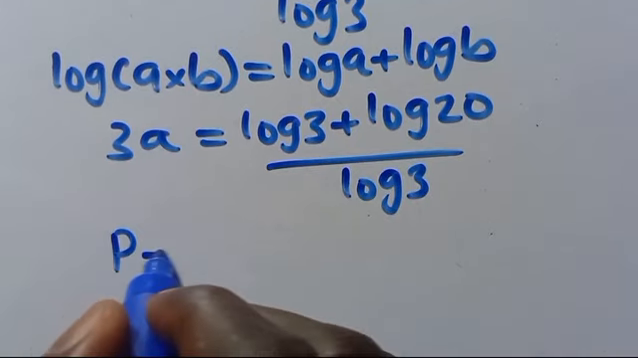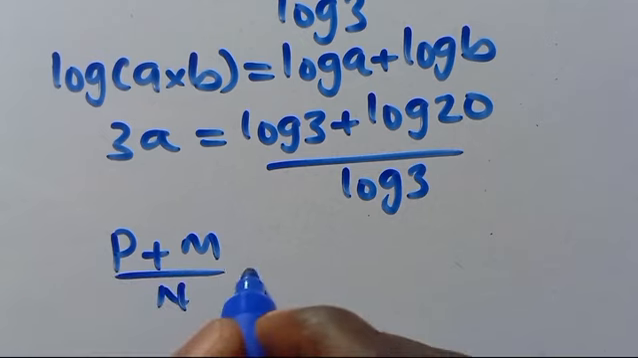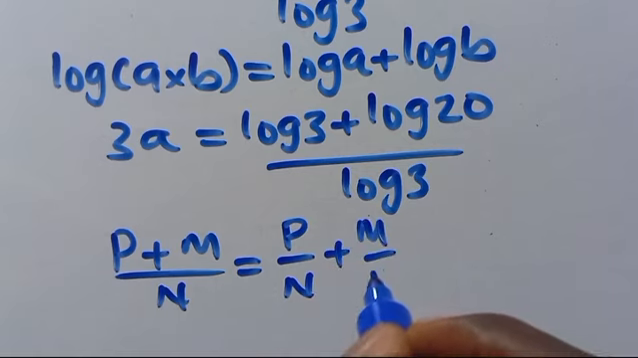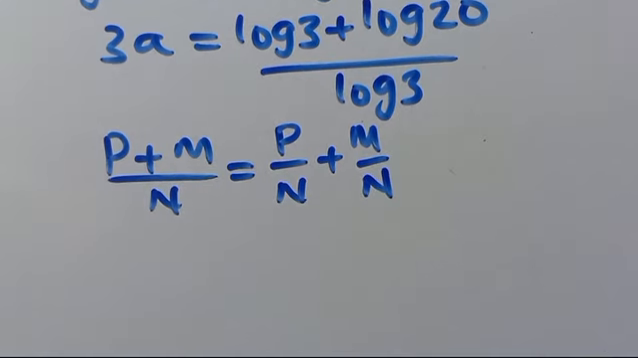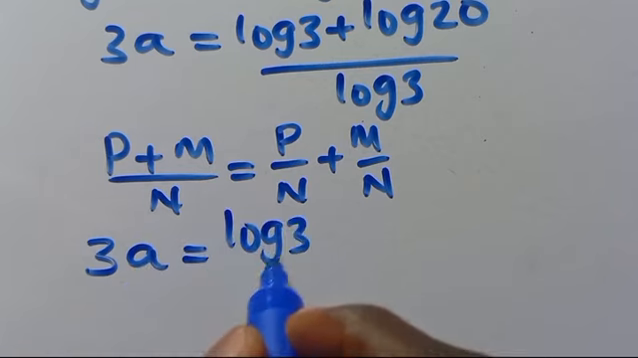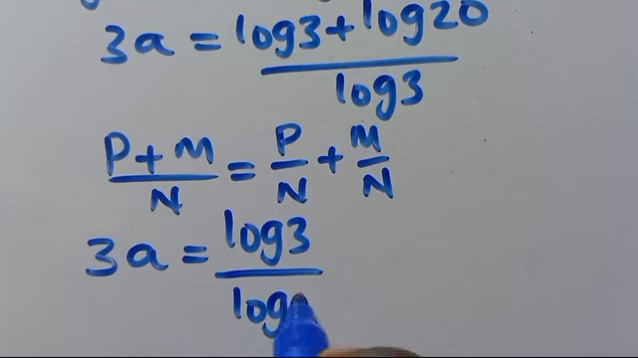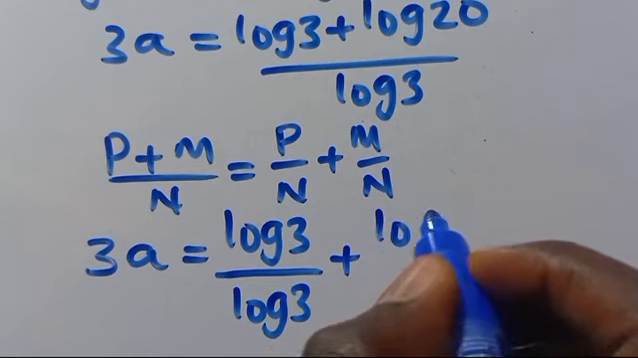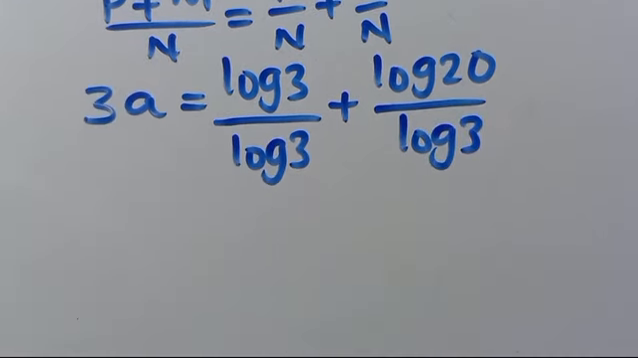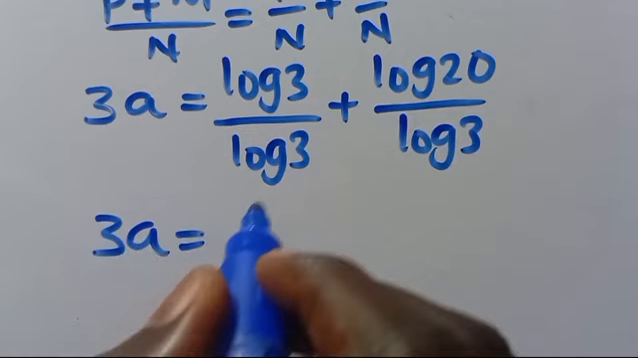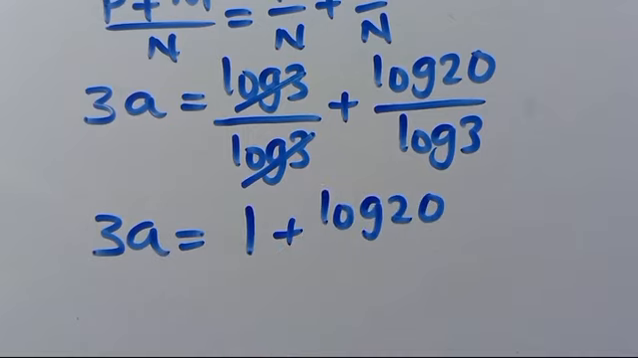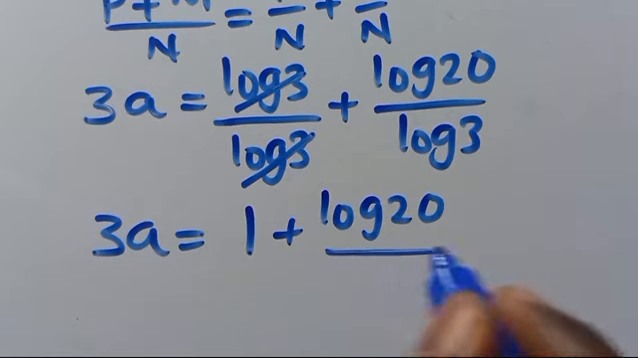So when we have a parameter, p plus m over n equals p over n plus m over n. So we have 3a equals log 3 over log 3 plus log 20 over log 3. We have 3a equals, log 3 divided by log 3 will be 1, plus log 20 divided by log 3.